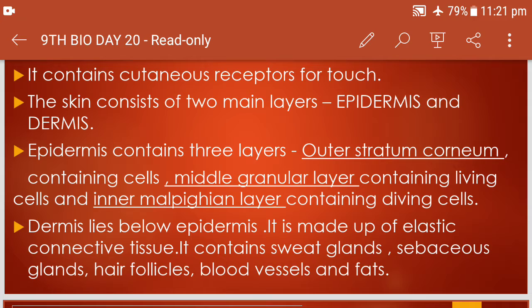Dead is not written there, so you have to add: epidermis contains three layers. Outer stratum corneum containing the dead cells, middle granular layer containing the living cells and the inner Malpighian layer containing the dividing cells. Dermis lies below the epidermis. It is made up of elastic connective tissue. It contains sweat glands, sebaceous glands, hair follicles, blood vessels and fat globules.